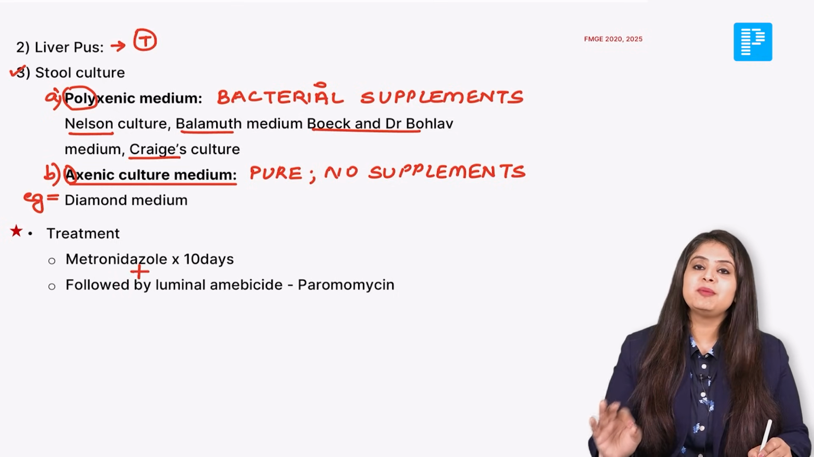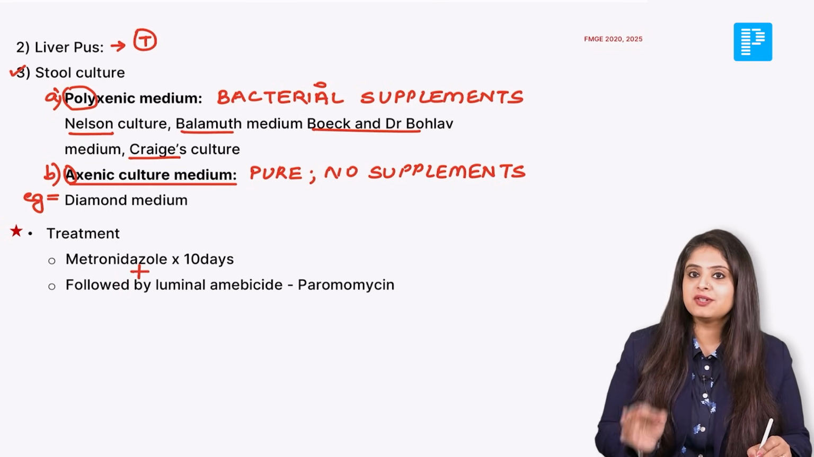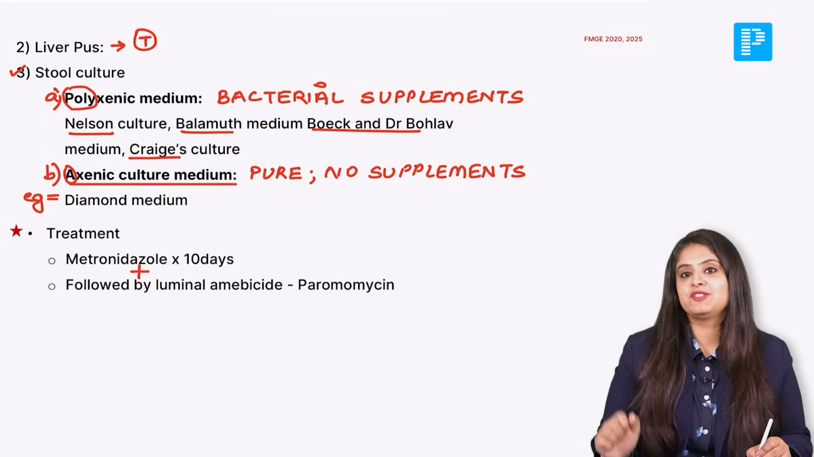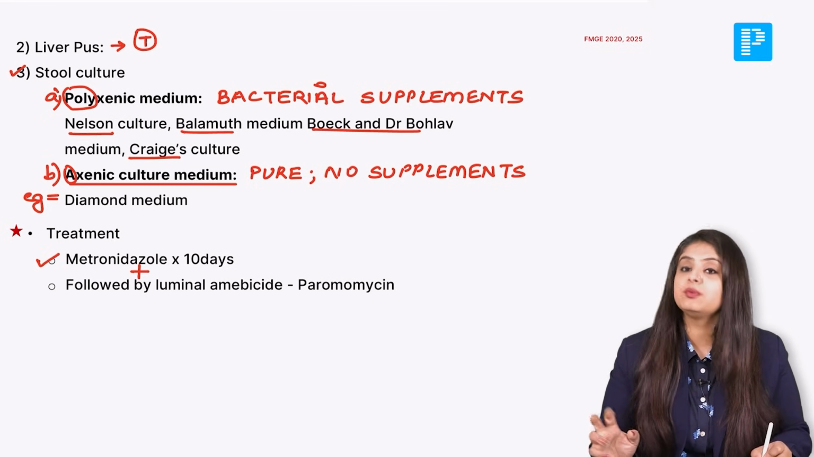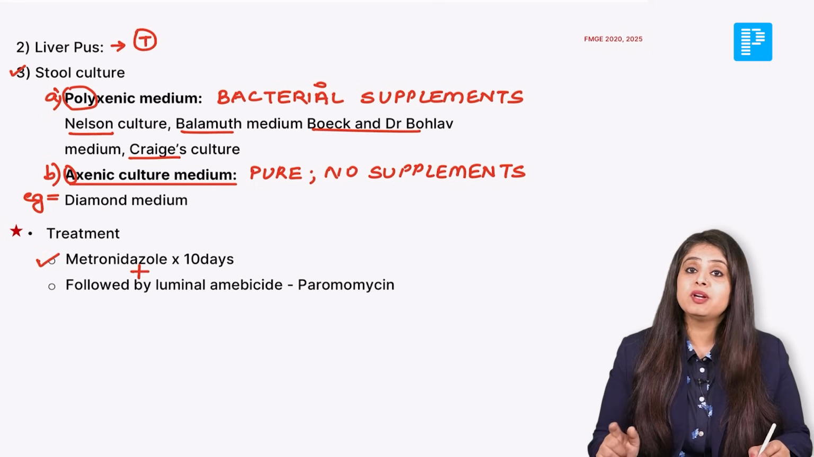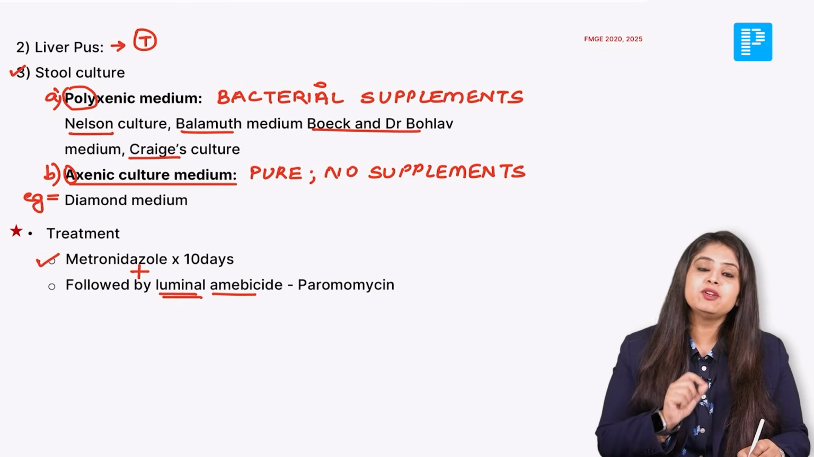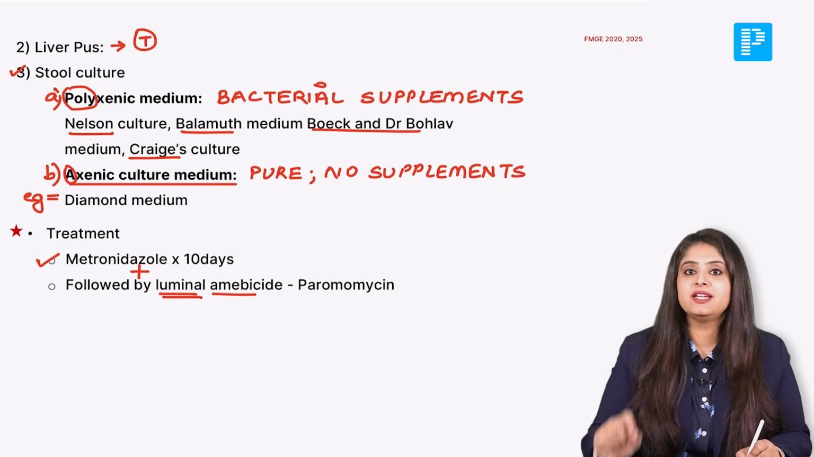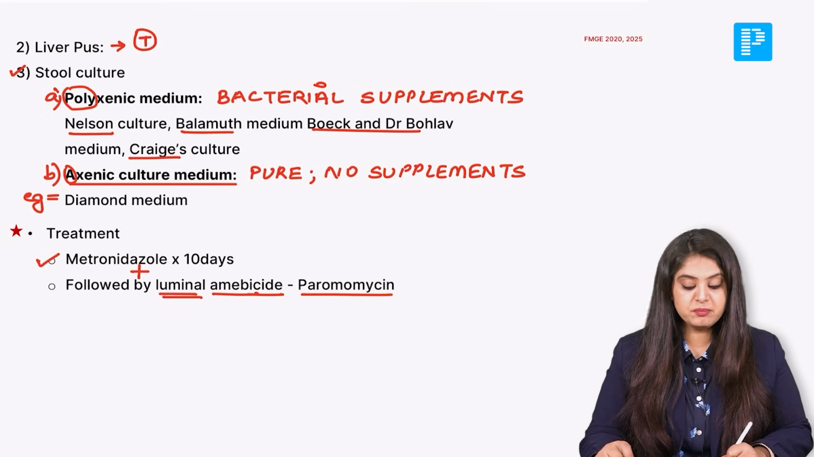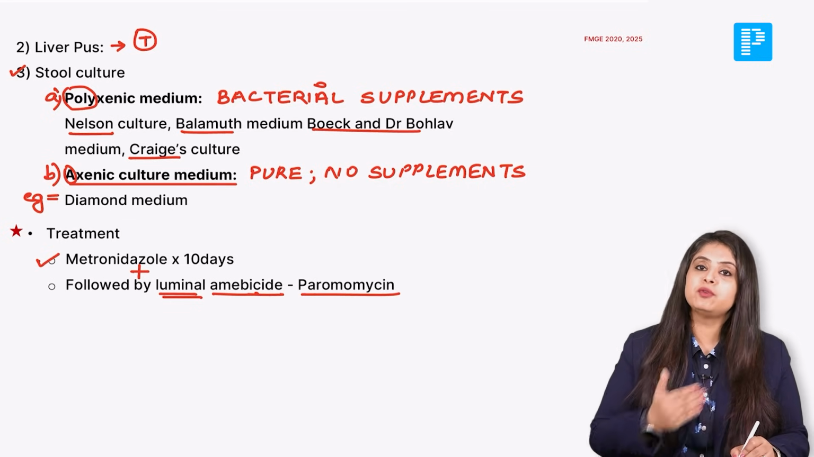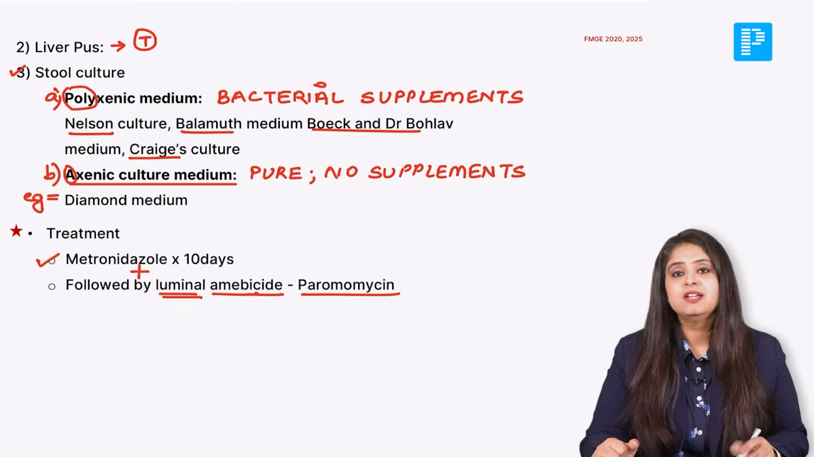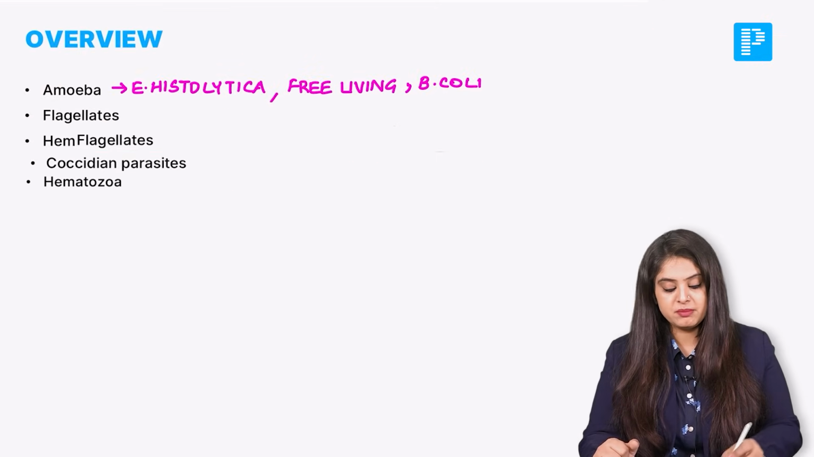Read option A will be metronidazole, option B will be metronidazole and paromomycin, which is the correct answer, because metronidazole will only control the diarrhea. But what about the amoeba which is living in the intestine and the lumen of the intestine? You have to go and kill it over there. So luminal amoebicide is paromomycin. So metronidazole followed by paromomycin is given. So you're done with the first set, and that is Entamoeba histolytica.